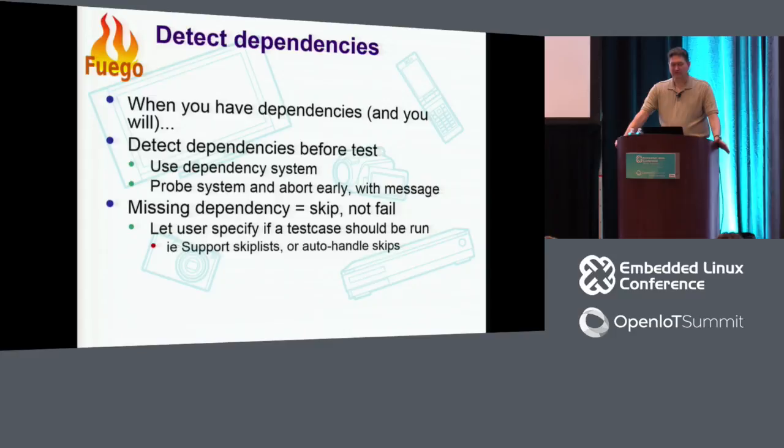And then another thing with dependencies is allow the user to specify what tests to run. Sometimes you know that there's a whole class of machines, like say 32-bit machines, that your test is not going to run on, but the rest of your test case is valid, so let the user select that. So support skip lists, or being able to auto-handle skip lists is even better. But don't make your test case identifier change numeric values if you skip tests.